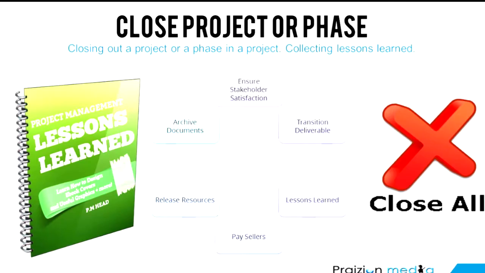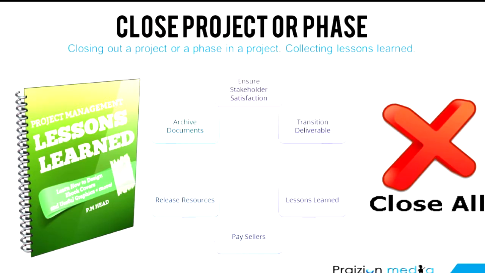The last thing of integration management is the close project or phase process. And in this process, we want to make sure that we have a final product, service, or result transition to the customer. Also very important, from here, we get a final report for the project.